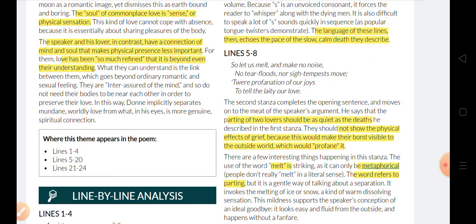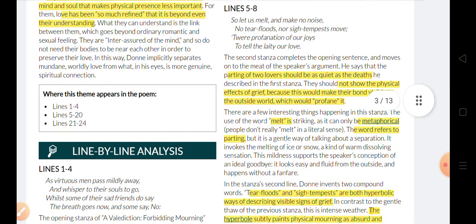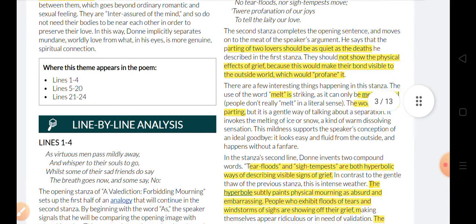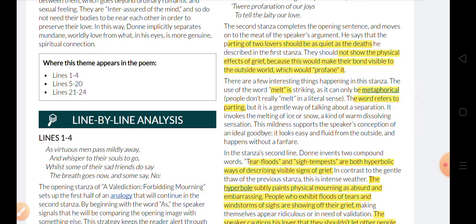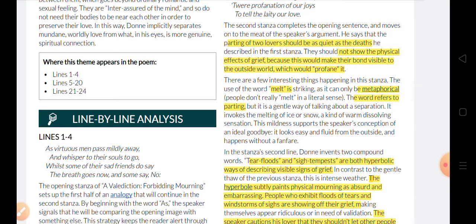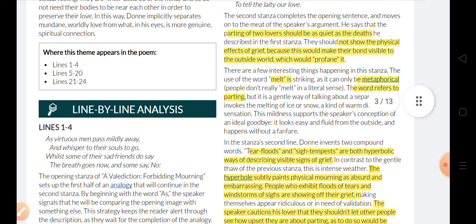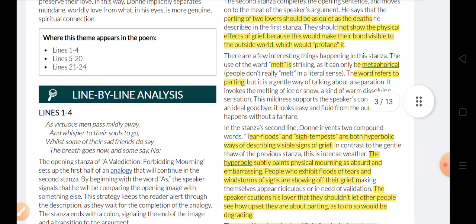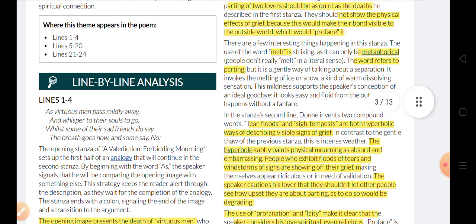So let us melt and make no noise, no tear-floods, no sigh-tempests move, to tell the laity our love, a profanation of our joys. In these lines, he says that the parting of two lovers should be as quiet as death, and they should not show the physical effects of grief, because this would make their bond visible to the outside world, which profanes it, humiliates or degrades it. So here melt is used as a metaphor, and it refers to parting.